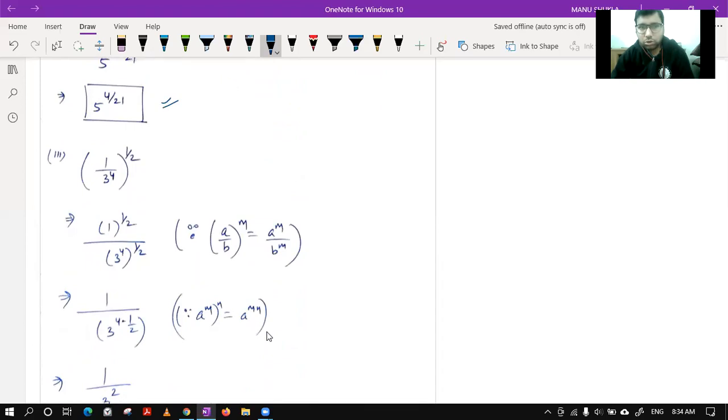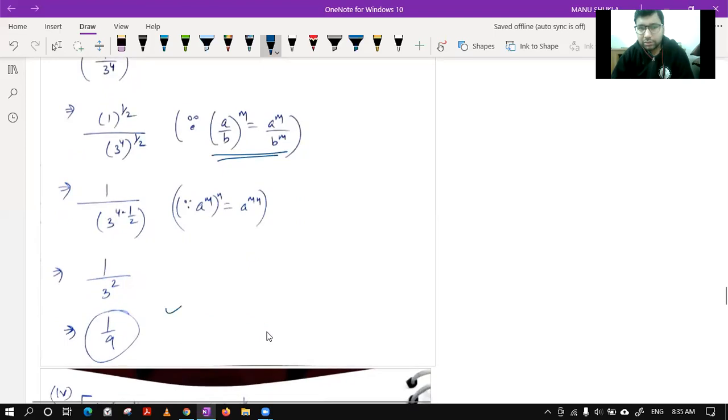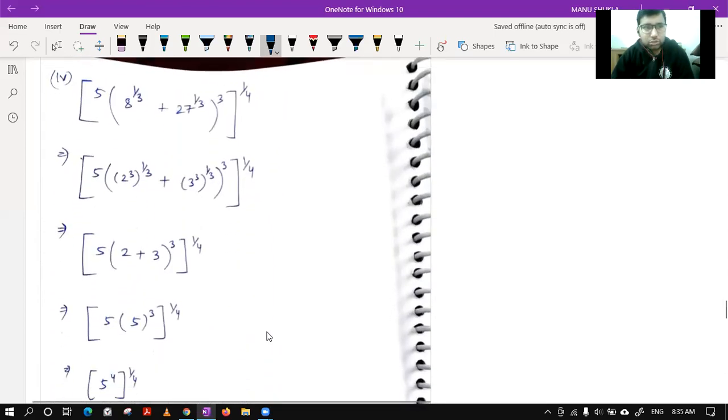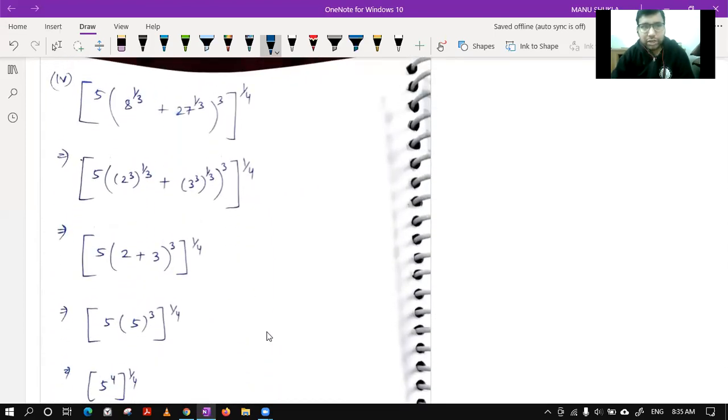Same thing over here also. We have distributed the power and used this formula to get this answer. This one is also simple. Just we have tried to solve this 8 power 1/3.